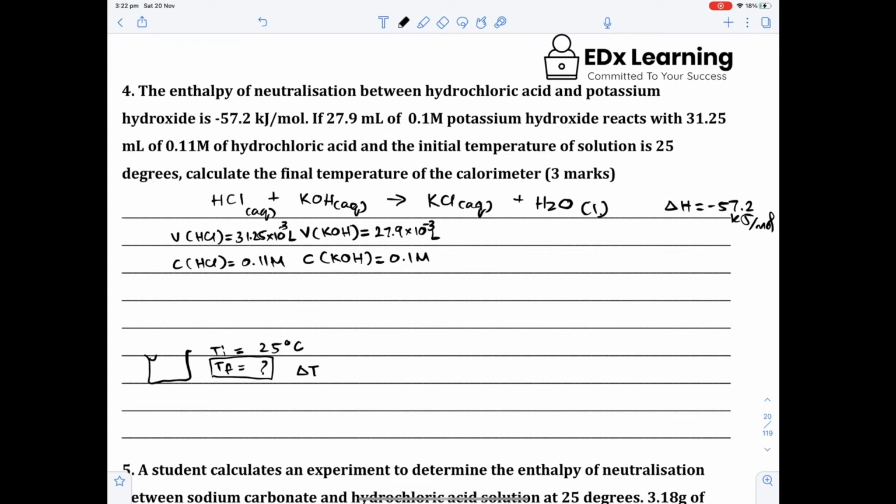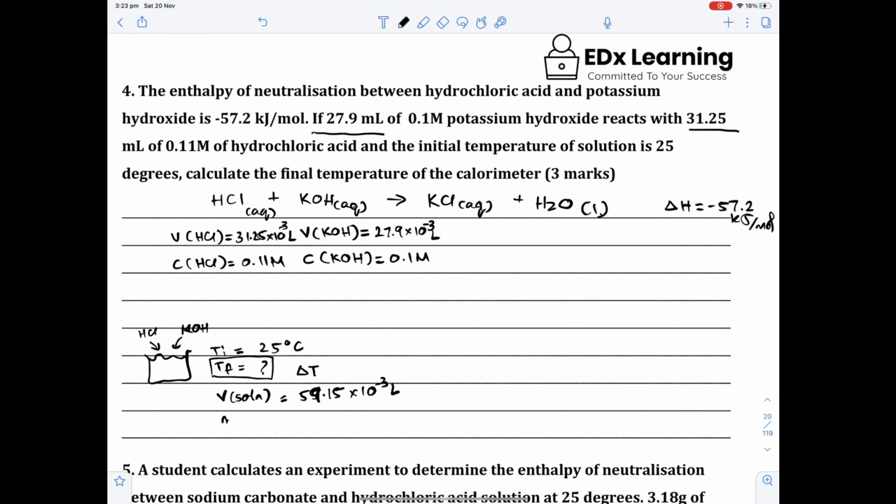Okay, so what do you all notice now? So I've done my diagram. What's the volume of water that I have in this calorimeter? I've added some of my HCl. I've added some NaOH. What's the total volume? Sorry, KOH. It's 27.9 plus 31.25. Does everyone agree? That's the volume of water here. So we're going to write volume of solution equals to 59.15 times 10 power negative 3 liters.